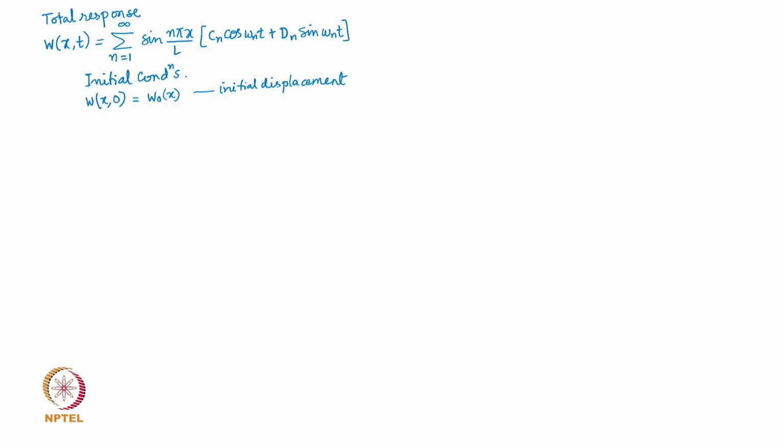So the initial displacement of any point along the string is defined by this function W naught of x. The second initial condition would be W dot of x comma 0, which is, at time t equal to 0, what is the velocity value at each of the spatial positions x of the string. So this I define as W naught dot of x. Okay, so this is basically the initial velocity at all positions x, x being a continuous variable.